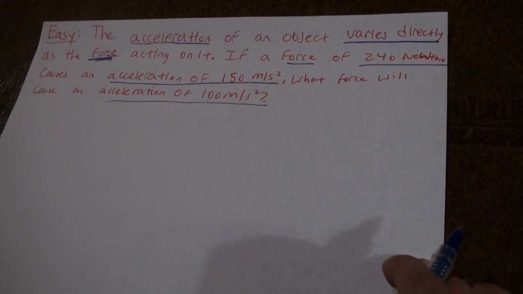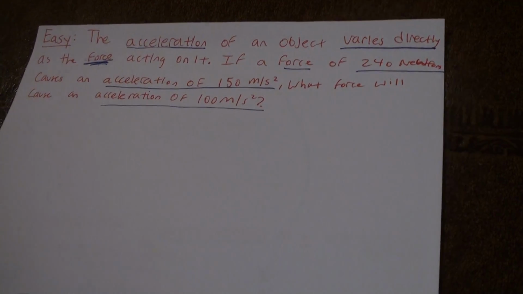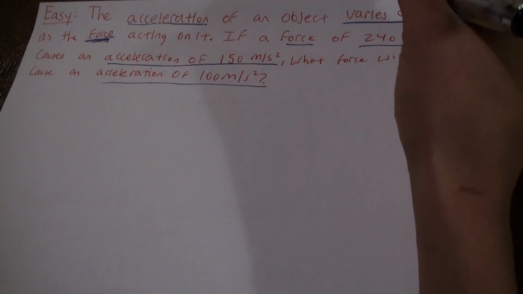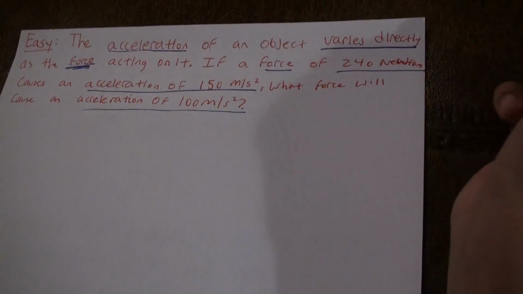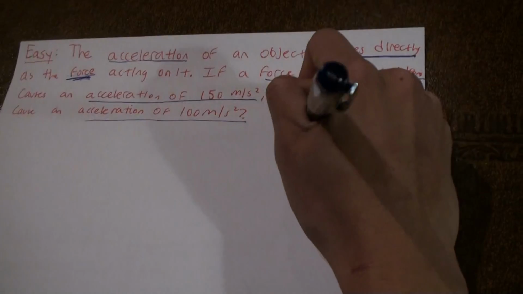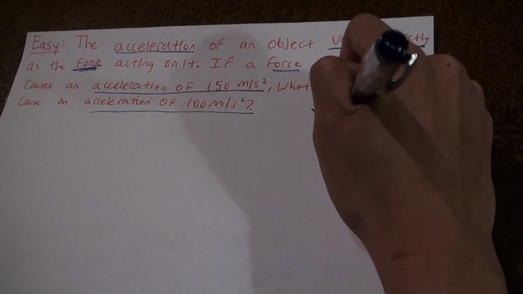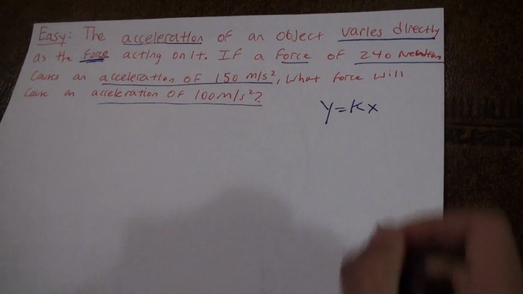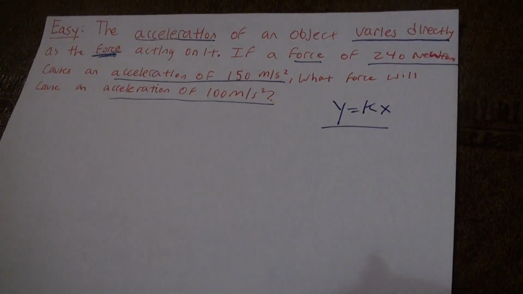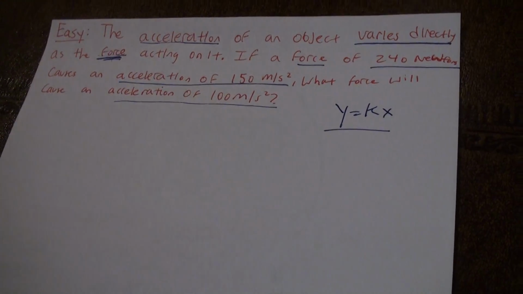Alright, so after going through the problem one time, you know it's a direct variation problem, because it says varies directly in the problem. So you'd bring the equation down, y equals kx, sorry. That's your direct variation equation.